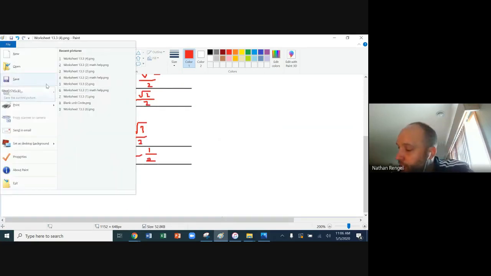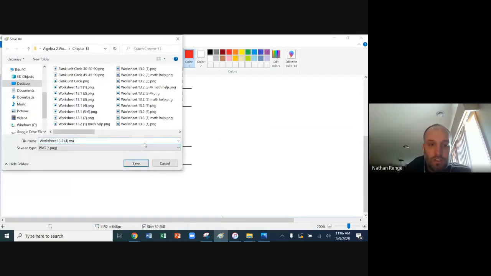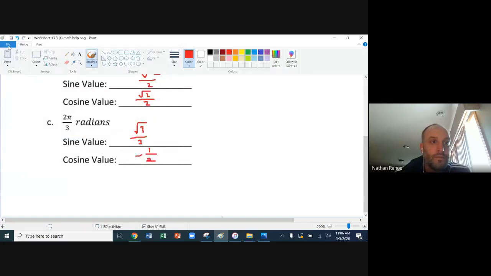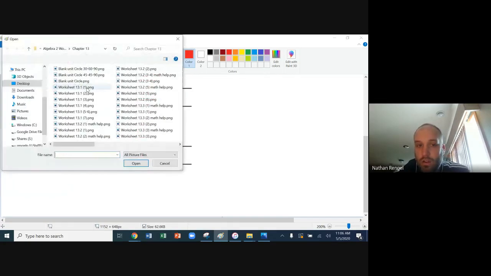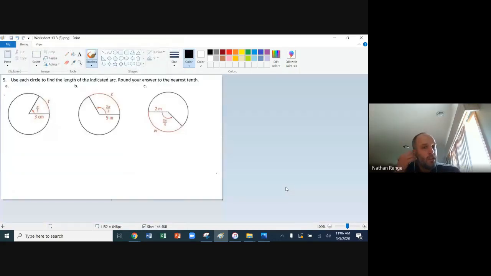Heading into number 5 next, we're going to use radians to find arc lengths on circles. So get this one saved. And open up number 5. So number 5, we're going to look at finding the arc lengths of some circles. So this might relate to gears that are circular or bike wheels, and we're trying to find out just partial lengths around the circle.